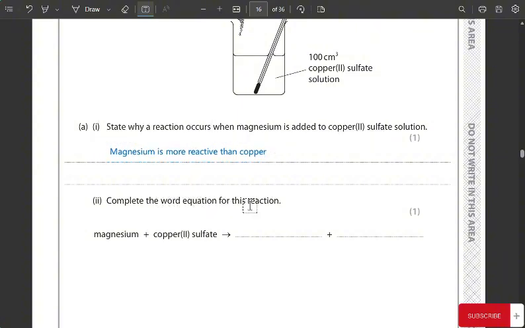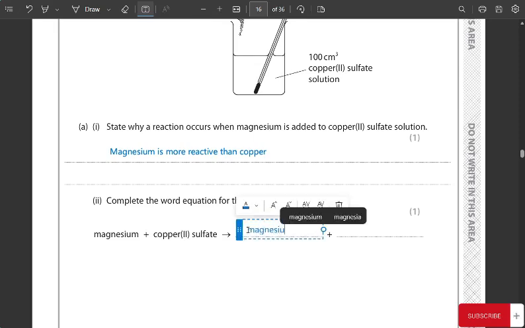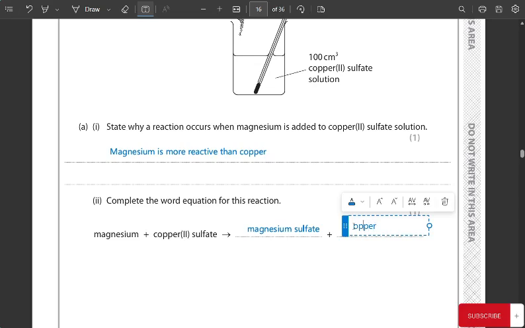Okay, complete the word equation for this reaction. It will be magnesium sulfate plus copper. Magnesium takes the sulfate ions because it's more reactive than copper, and the copper takes electrons, and the copper will be produced.